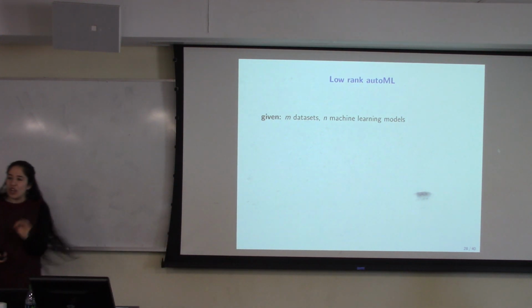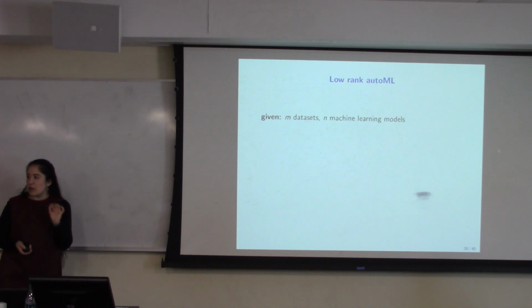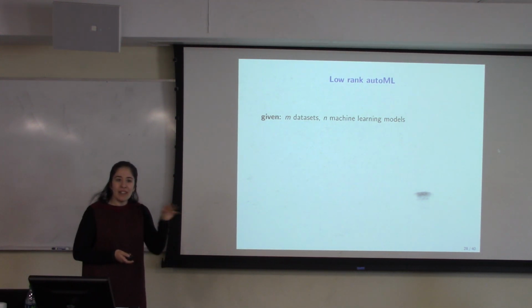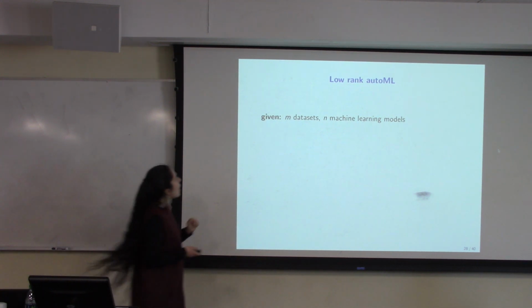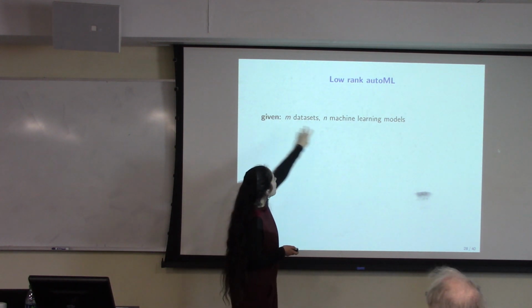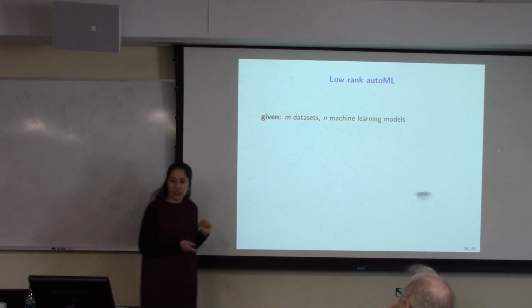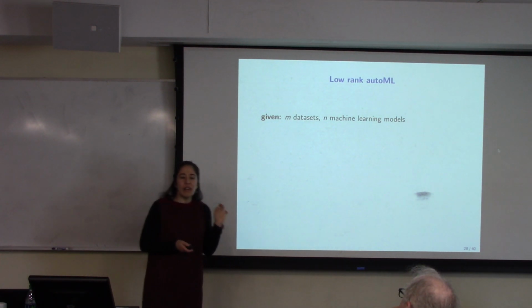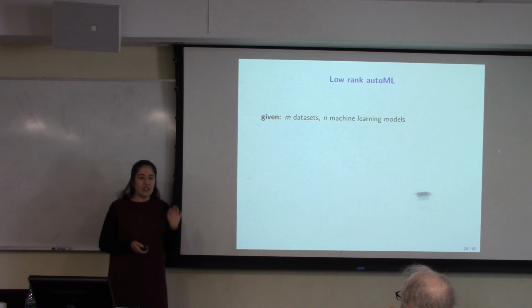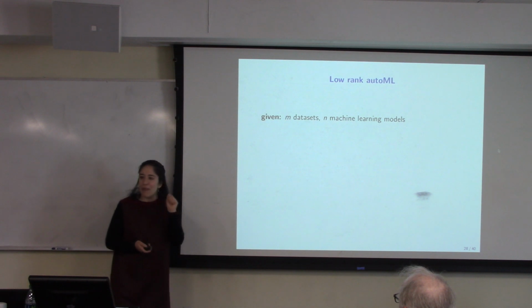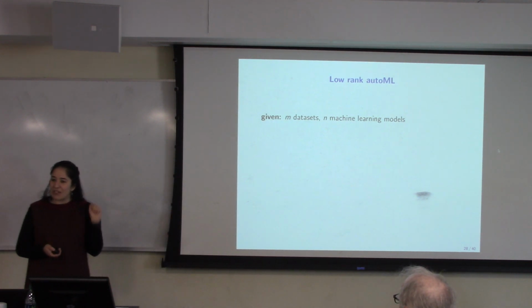Okay, but I want to tell you about low-rank automatic machine learning because this is a crazy, weird application. Given n data sets and n machine learning models, I want to be able to do anything I want on this set of data sets and models, so that when someone gives me a new data set, I'm really good at figuring out which machine learning model is going to be an effective predictor on that data set. What's going to be the best supervised learning model when I fit it to that data set?